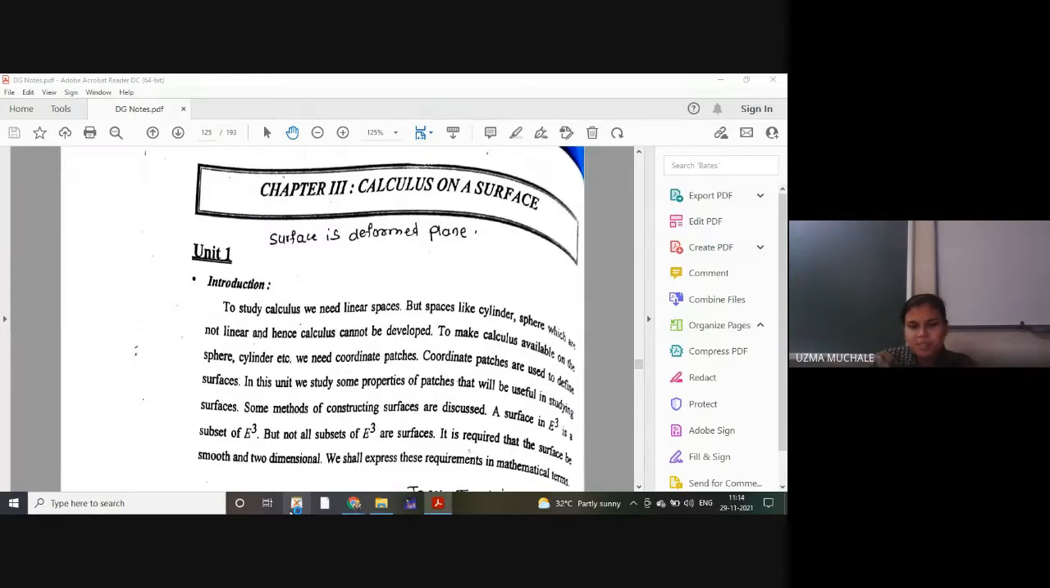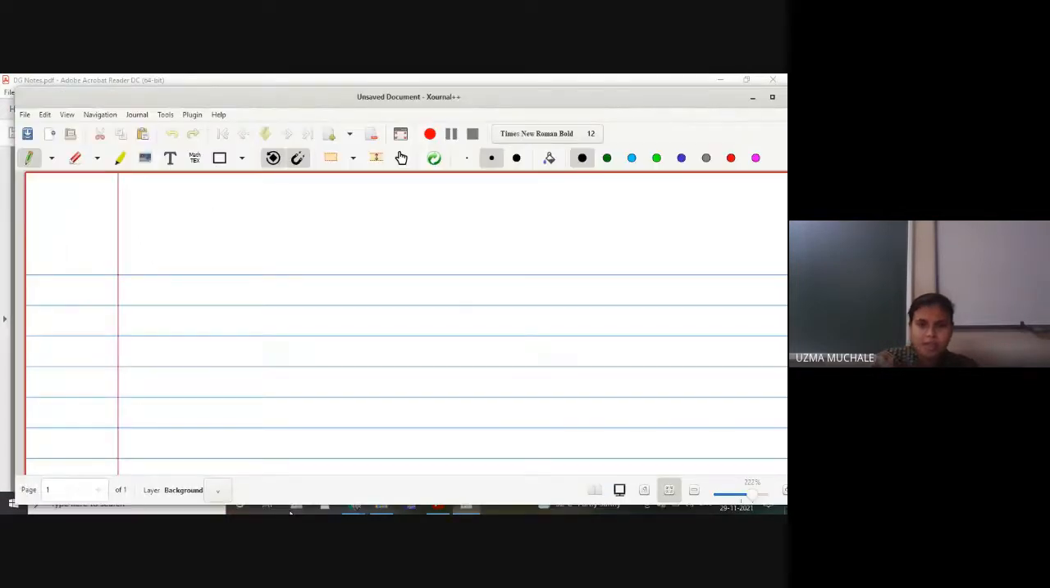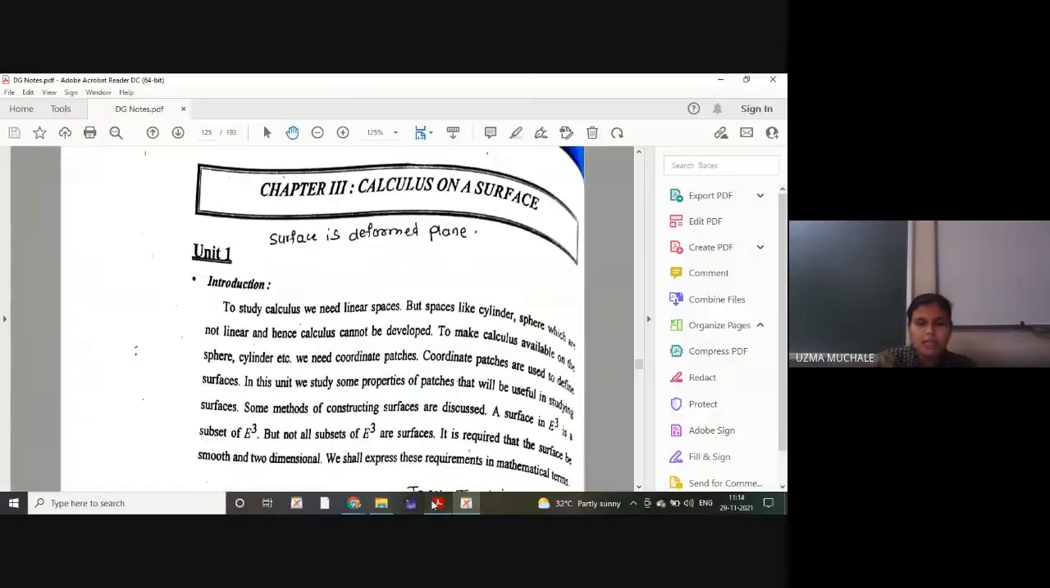What is given: the spaces like cylinder, sphere are not linear. Why are they not linear? Whether you know that the equation of a sphere is x square plus y square plus z square equals r square, or it can be written as (x minus a) square plus (y minus b) square plus (z minus c) square. So you can see the square is there, so that is not called linear because it is a quadratic equation. And even you can see the equation of a cylinder is also not linear.